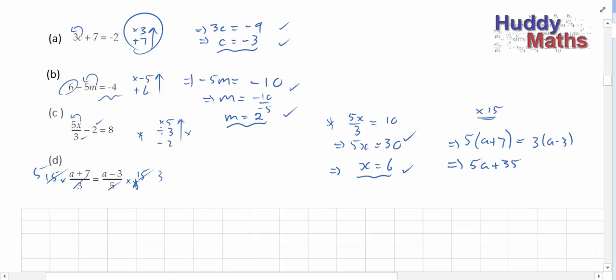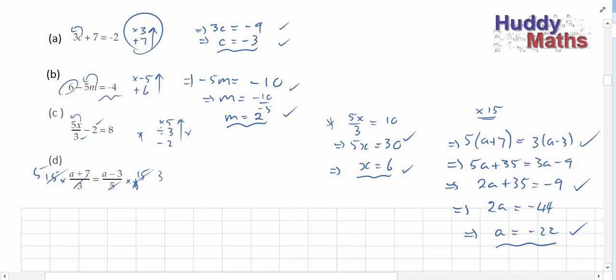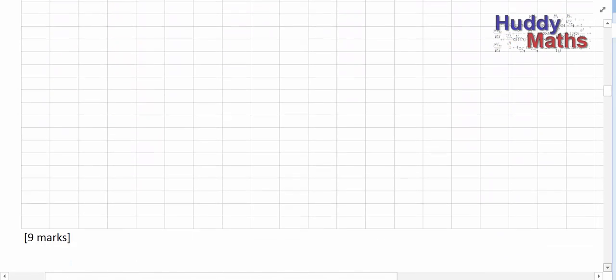5a plus 35 equals 3a, take 9. Subtract 3a from both sides, you'll have 2a plus 35 equals neg 9. And therefore, subtracting 35 from both sides, you'll have neg 44, and dividing by 2, you'll have neg 22. So a little bit more work in that one. I'll give you 3 marks for that. 1 for clearing the denominators, 1 for a bit of collection of terms, and 1 for the answer. So 4, 6, there's 9 marks for that question. Okay, so let's go down now and score a mark out of 9 here.